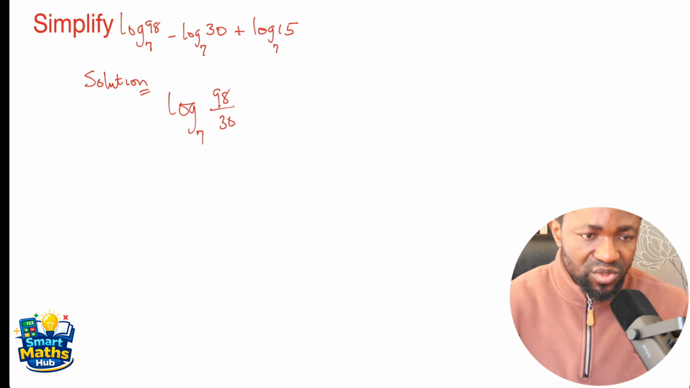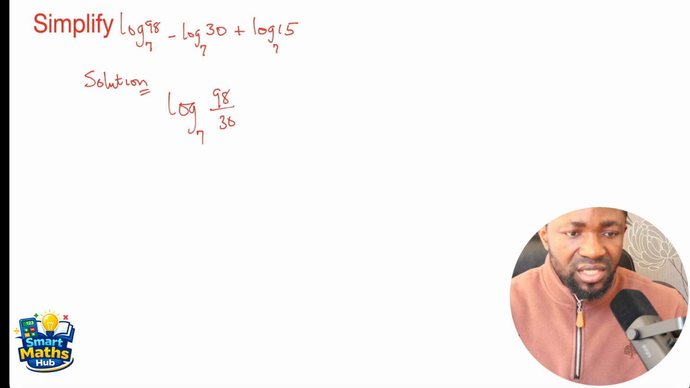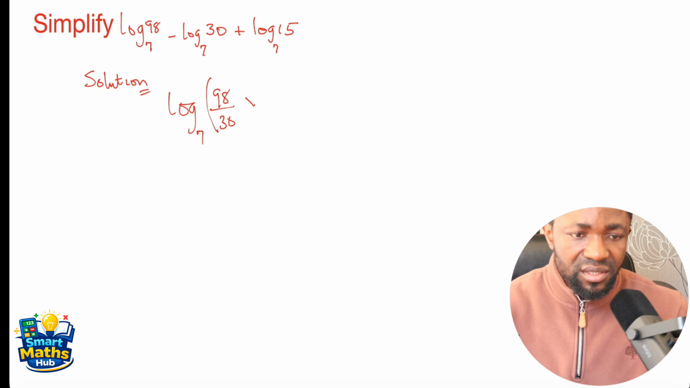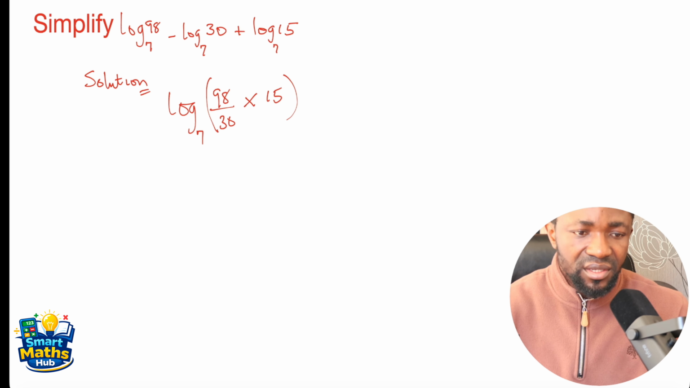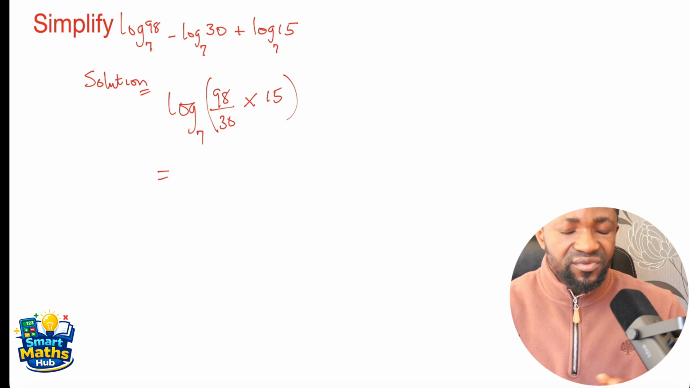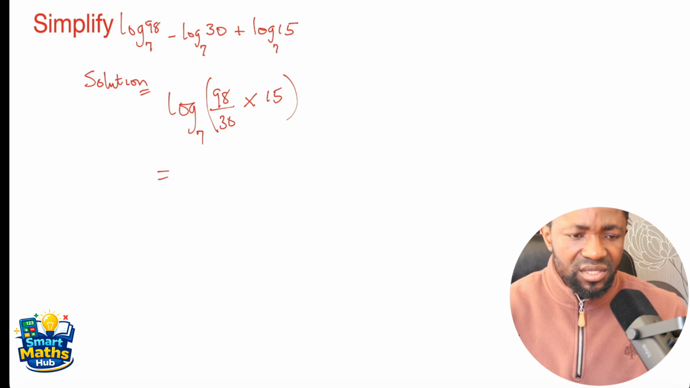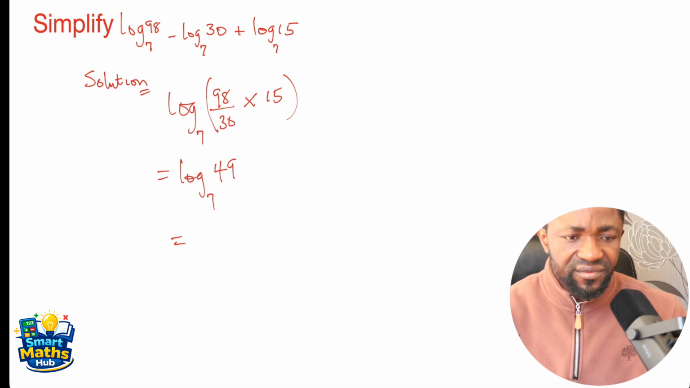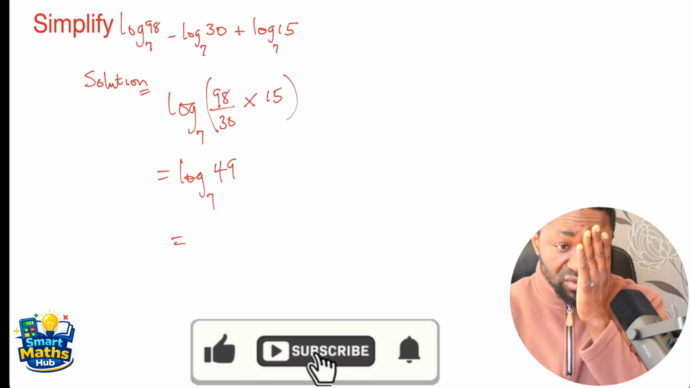So you have this minus, and this other plus, you change it to multiplication. So open your bracket, multiply by 15, close your bracket. Then you have 98 divided by 30, it will give you 0 point something, and then when you multiply it, it must give you 49. You have log 49.